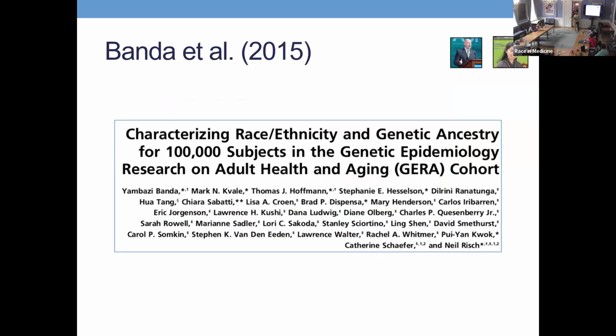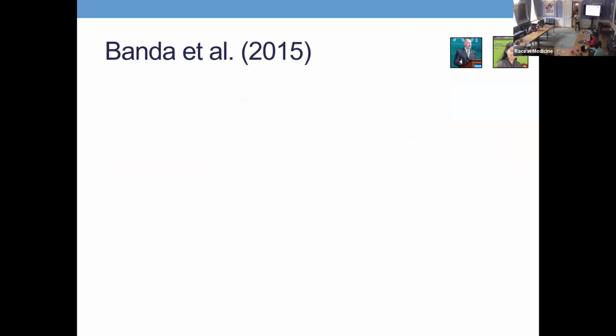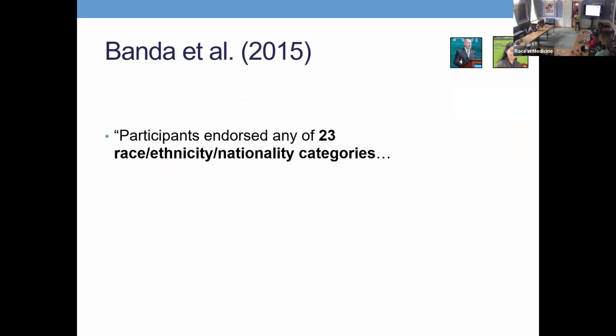Skip forward to 2015. Banda et al., which includes the authors Boateng and Neil Reich, state the following, that in the paper, participants endorsed any of 23 race, ethnicity, or nationality categories. And the emphasis is mine, so I want to make sure this is pointed out.